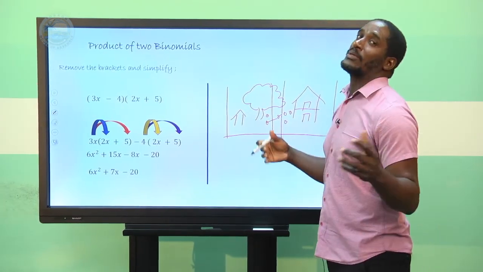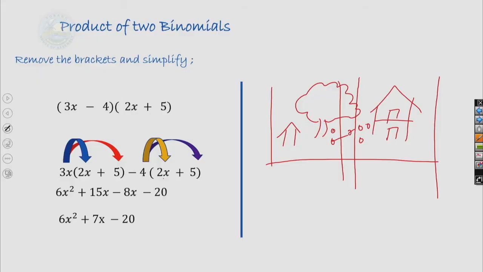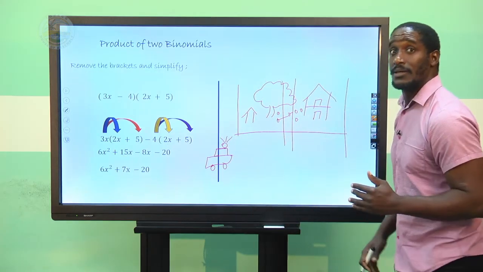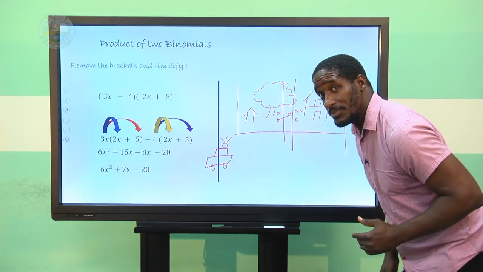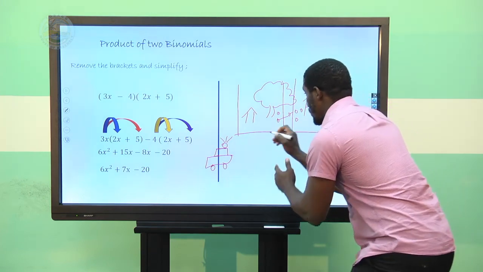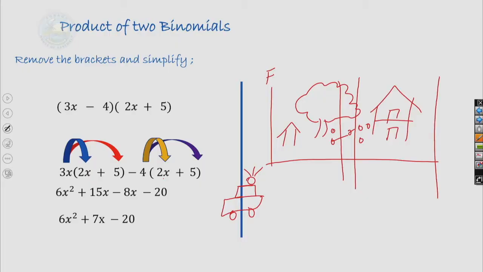So, we called for the police. The police is coming. Here's the police. When the police gets here, the police gets to the first part of my land. When the police gets to here, the police gets to the last part of my land. Police is driving across. He gets to here. He gets to the first part of my neighbor's land.